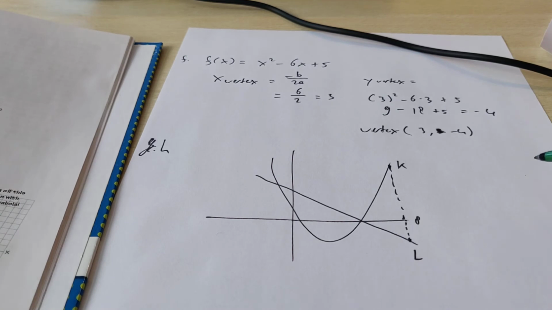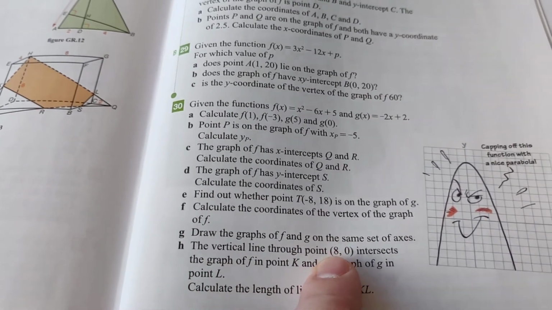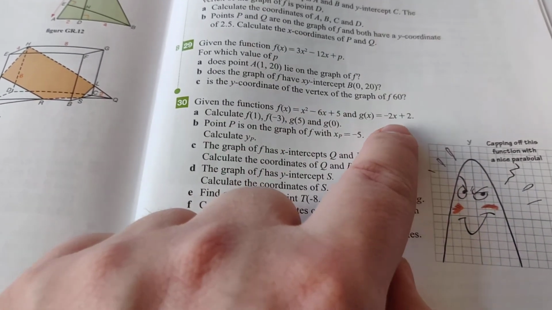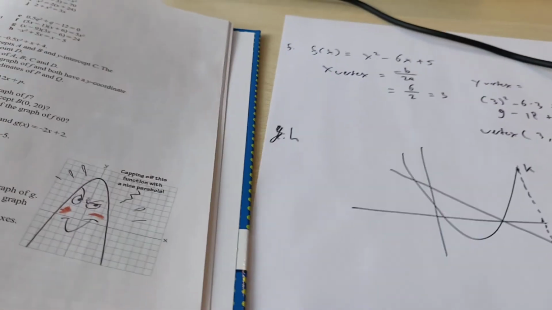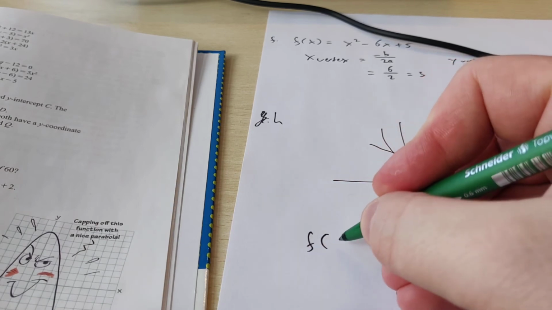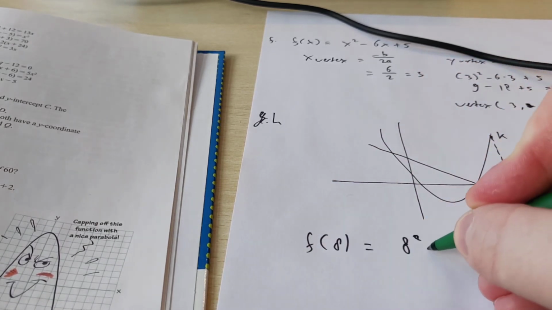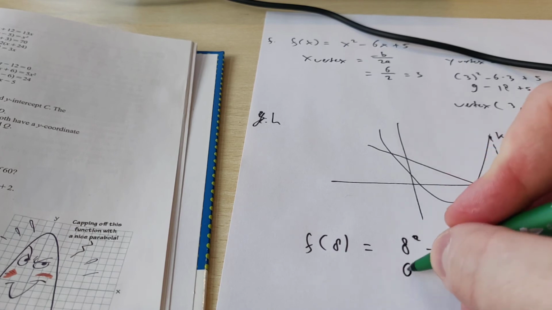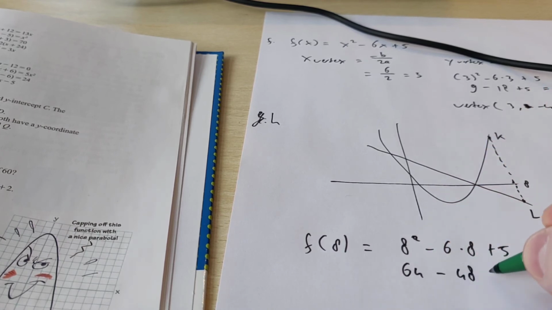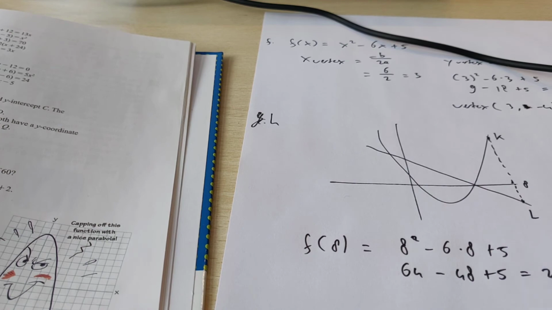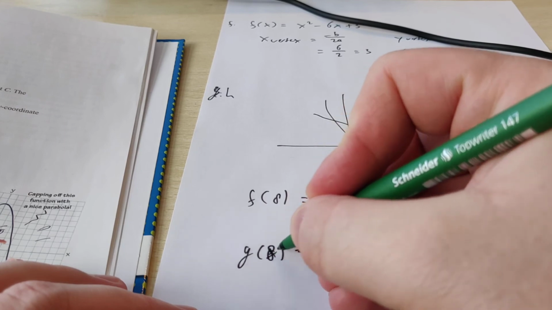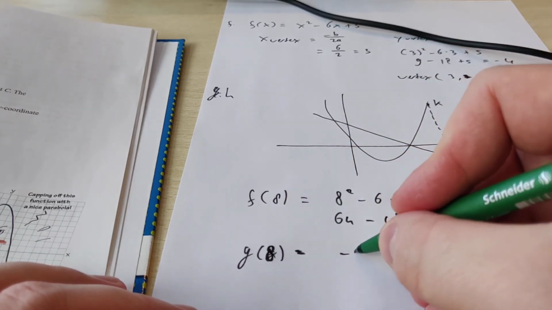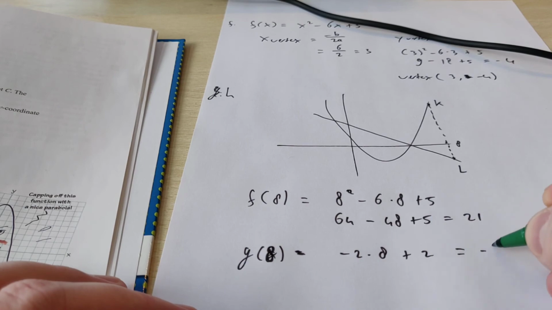So what we need to do actually is, this picture makes it a lot more difficult, this whole story makes it a lot more difficult. But we know the x-coordinate, it's 8. So we're going to fill in 8 in this formula and in that formula, and then compare the answers with each other, and then we know the length of line segment KL. So first I'm going to fill it in into the formula for f, so that's 8 squared minus 6 times 8 plus 5, so that's 64 minus 48 plus 5, so that's 21. I'm also going to fill it in into the graph of g, so that's minus 2 times 8 and then plus 2, that's going to be minus 14.